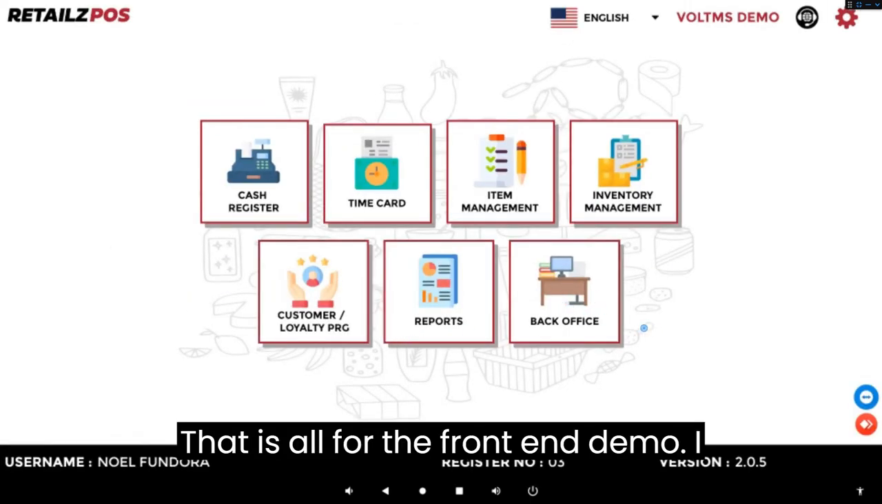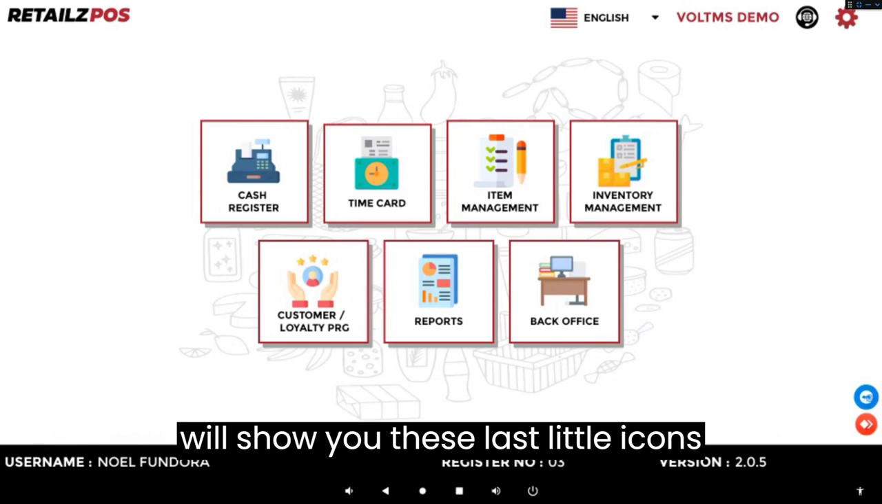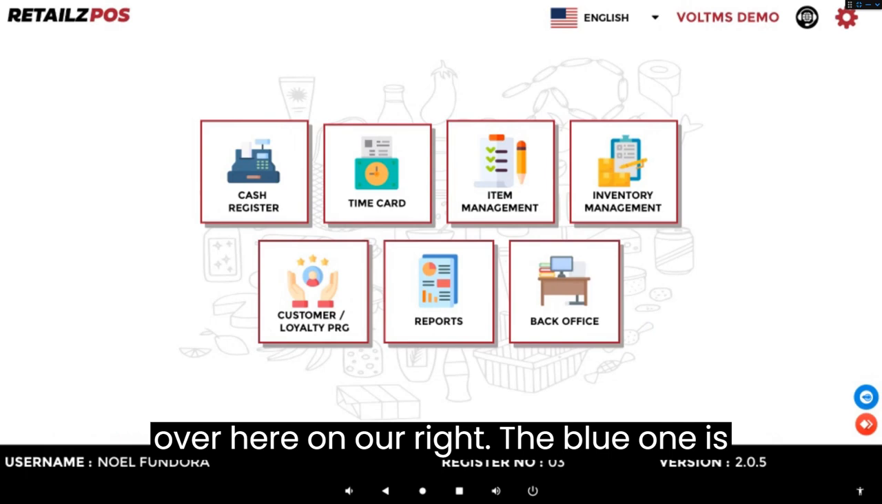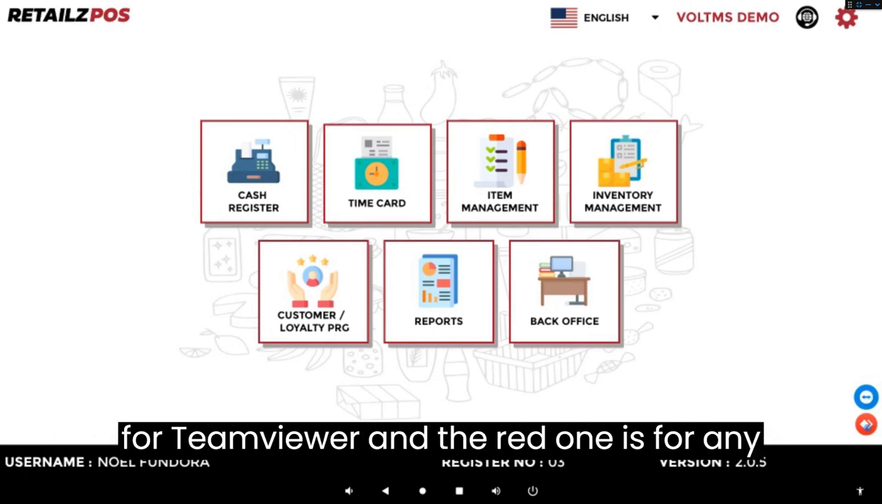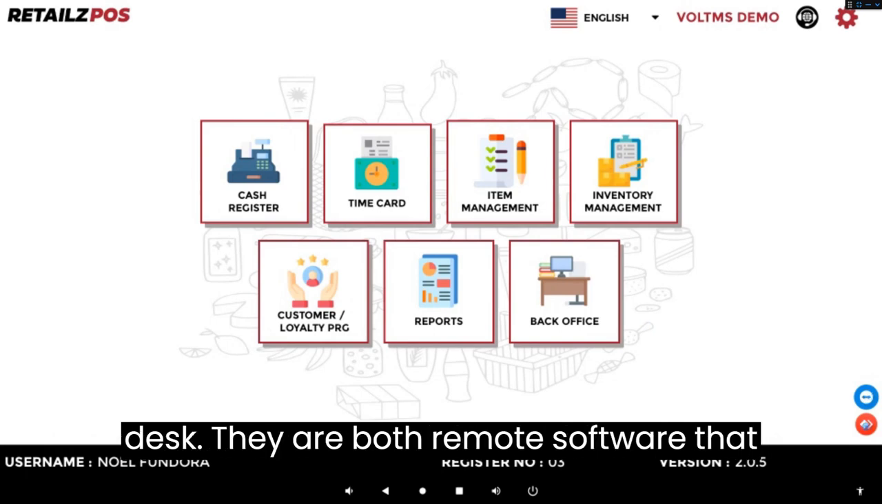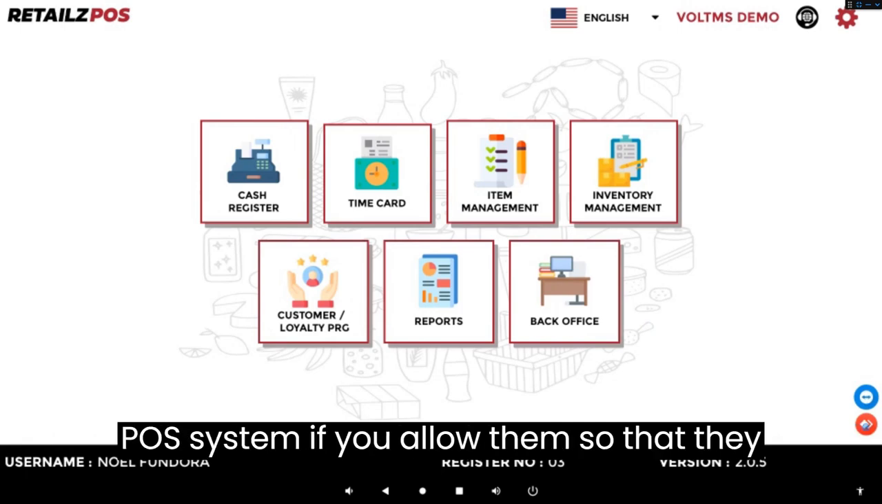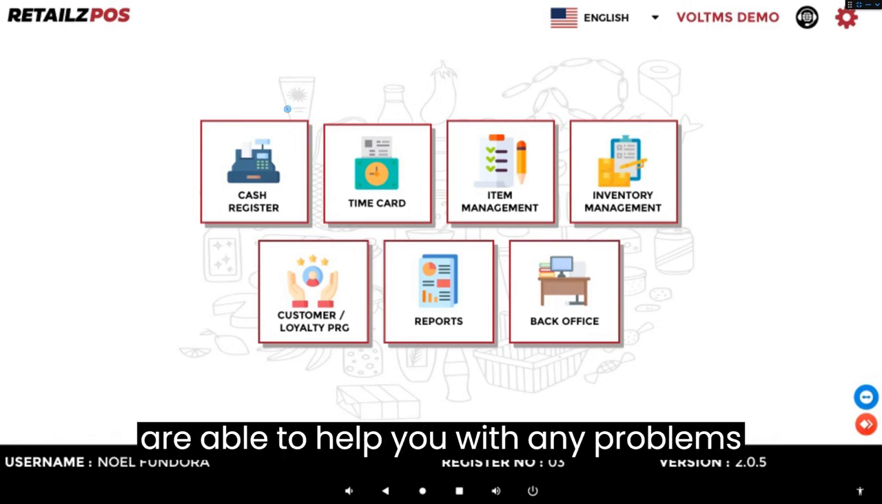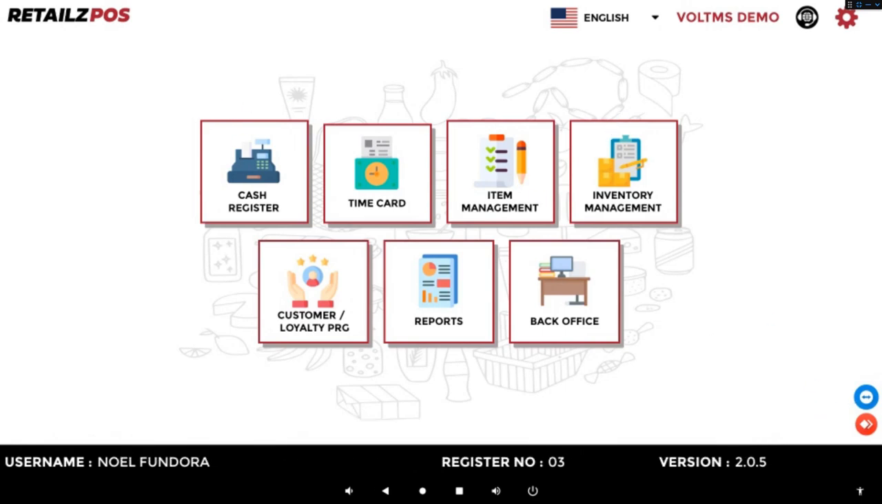That is all for the front-end demo. I will show you these last little icons over here on our right. The blue one is for TeamViewer and the red one is for AnyDesk. They are both remote software that allows people to be able to access your POS system if you allow them, so that they are able to help you with any problems that you may have.